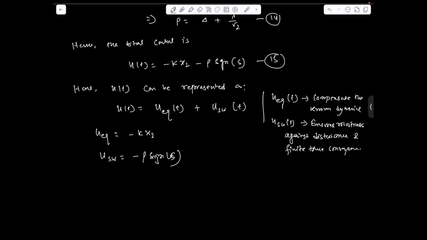If you notice here in the control, we have this function sgn(s), which will give minus 1 or plus 1 or 0. Due to this, we have some chattering in the control. How to tackle all these issues, we will discuss in detail in the next lecture.